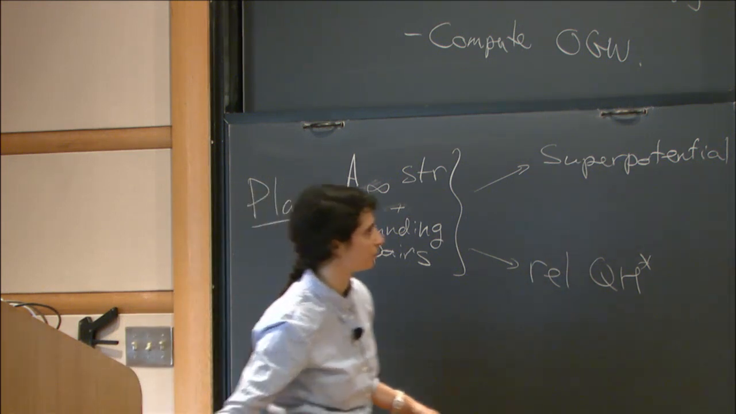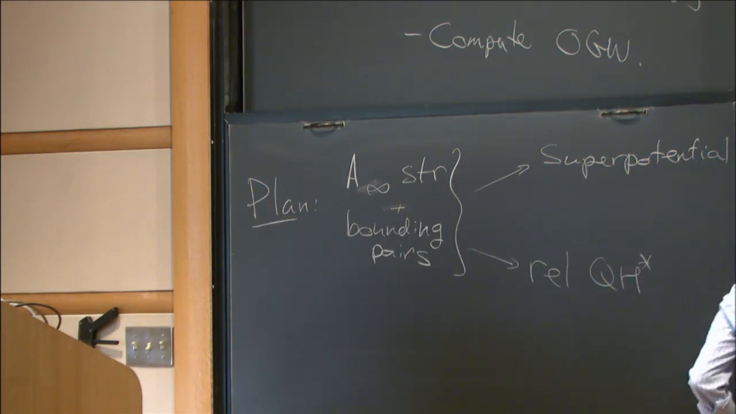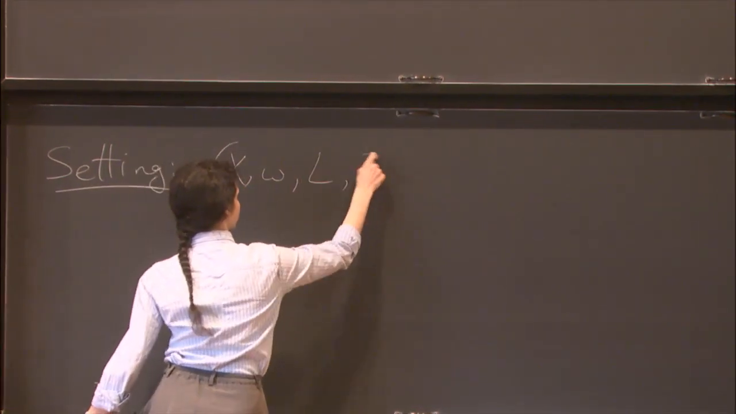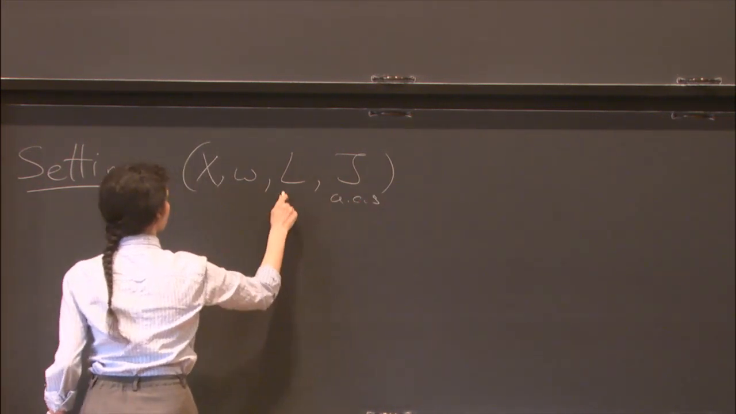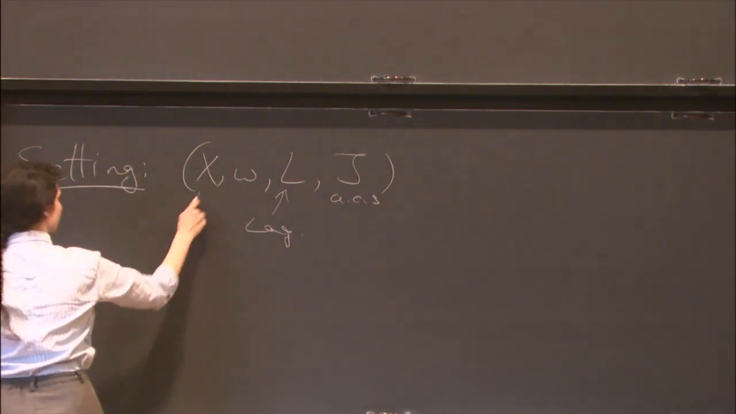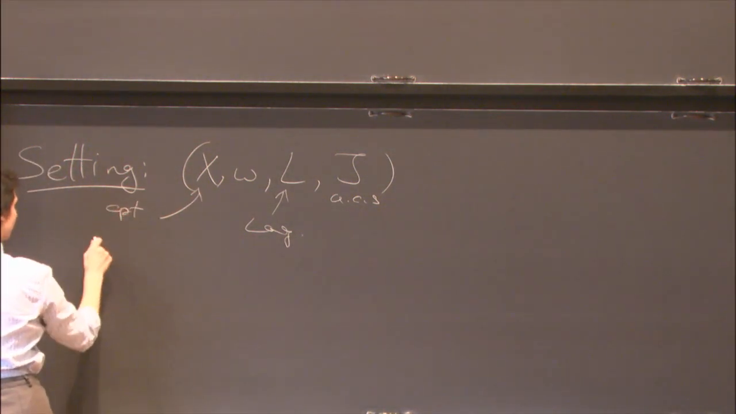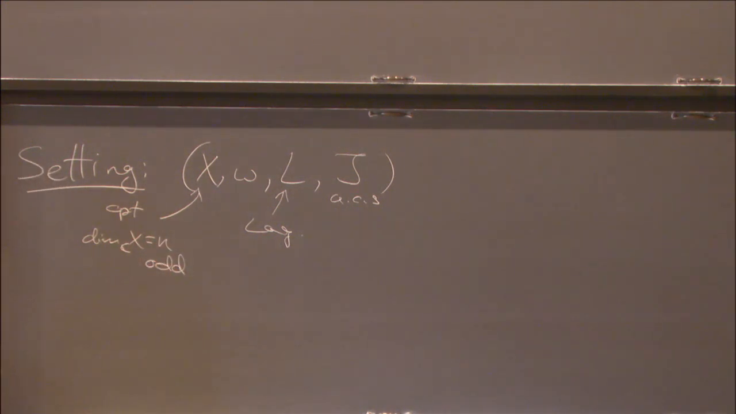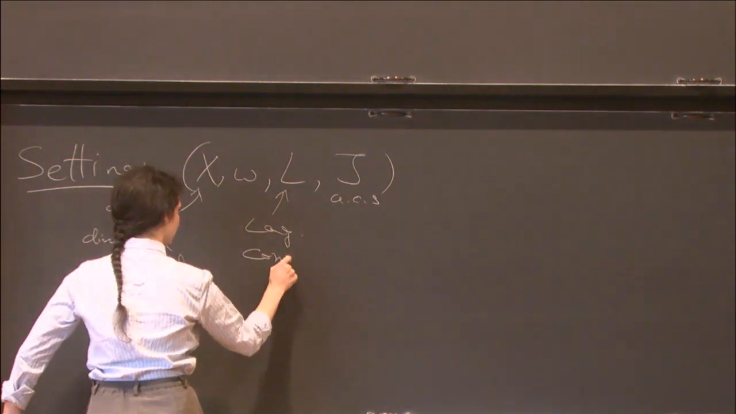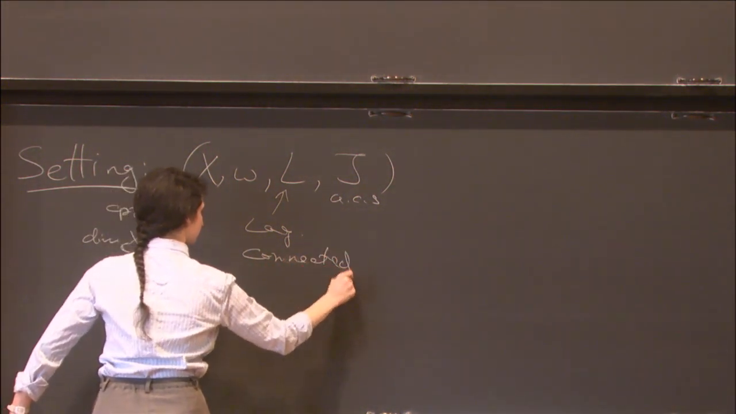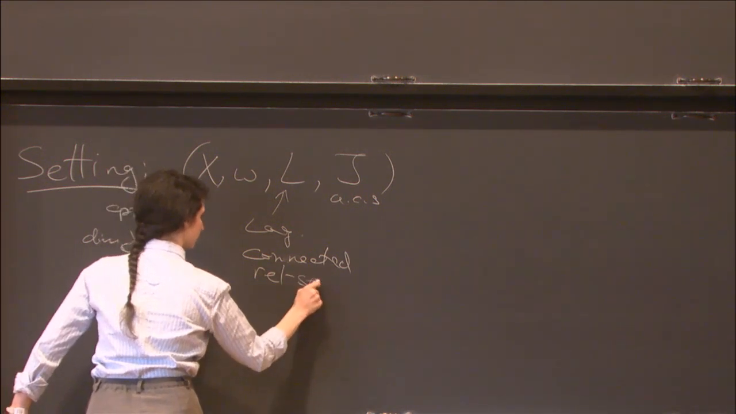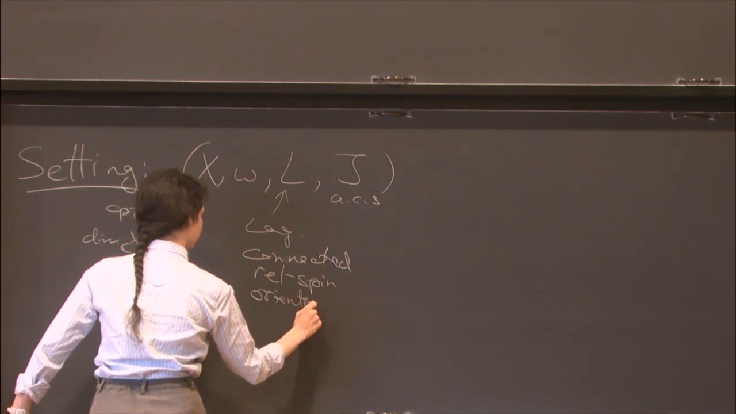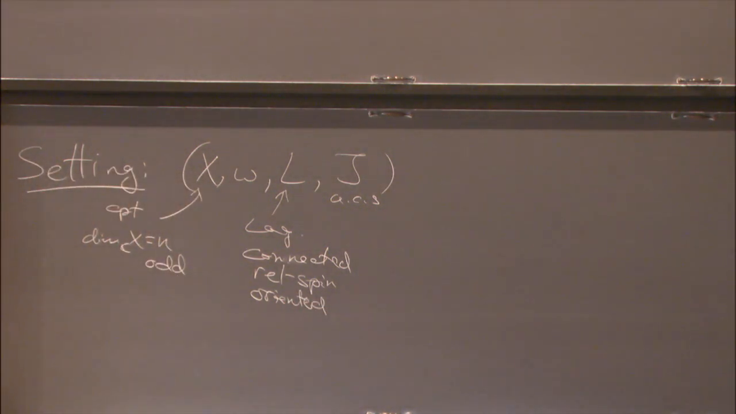So let me start with the assumptions. Symplectic manifold, a Lagrangian submanifold, and an almost complex structure. The symplectic manifold, so let's say it's compact and of complex dimension n, which is assumed to be odd. The Lagrangian should be, let's say, connected and relatively spin, oriented. And maybe I forgot something else, I'm not sure. Okay.